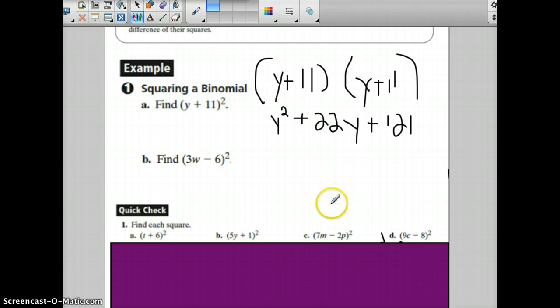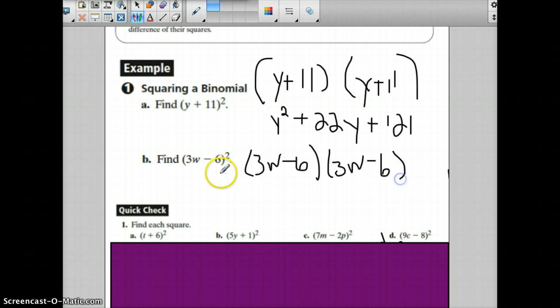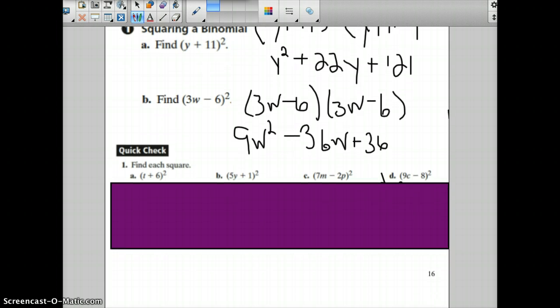In the next example here, we've got 3w minus 6 quantity squared. So again, that's 3w minus 6 times 3w minus 6. Got to watch our signs here. Our first terms are going to give us 9w squared. Our outers are going to give us negative 18w, and then our inners are going to give us negative 18w, for a total of negative 36w. And then our last term is going to be 6 squared, which is plus 36. Go ahead and try a few of the quick checks here and check your answers when you're ready.